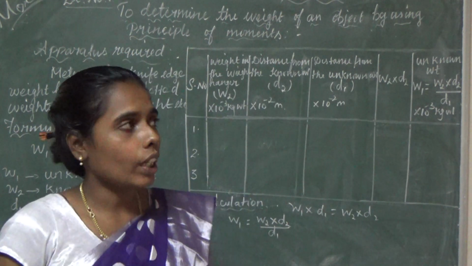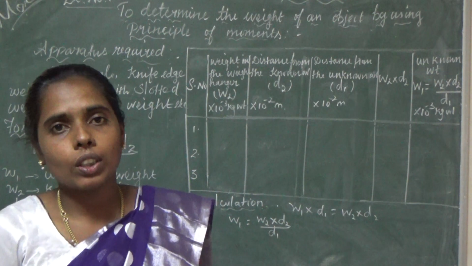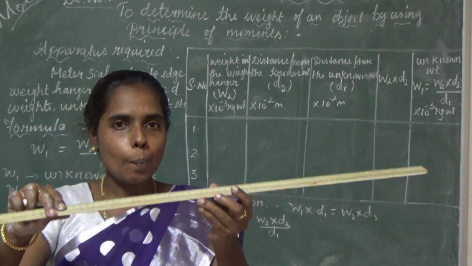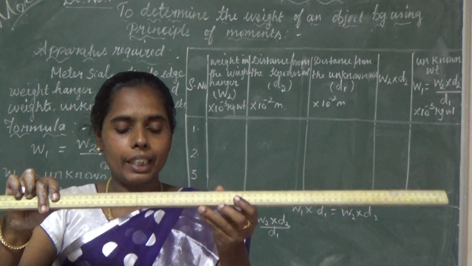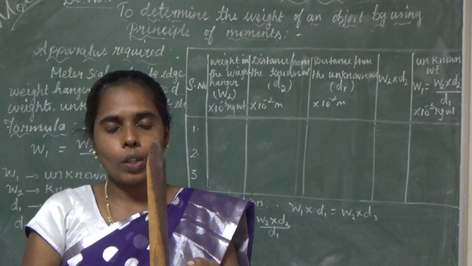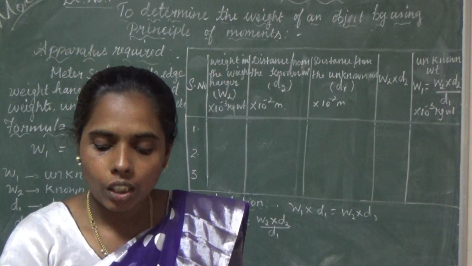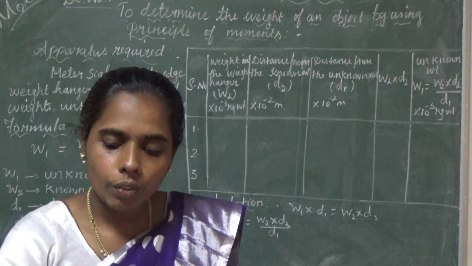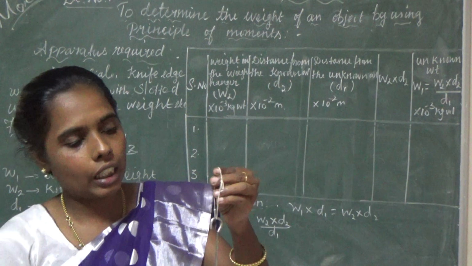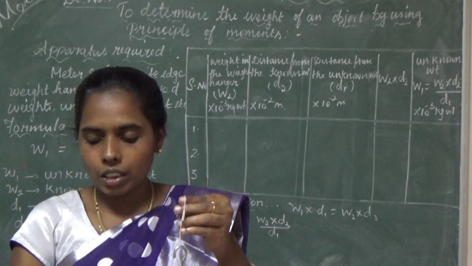So for this, what apparatus do we require? First, we need a 1 meter scale, and we need one knife edge. Then we need a weight hanger with slotted weights. This is the weight hanger, so here we can slot some weights and hang them.